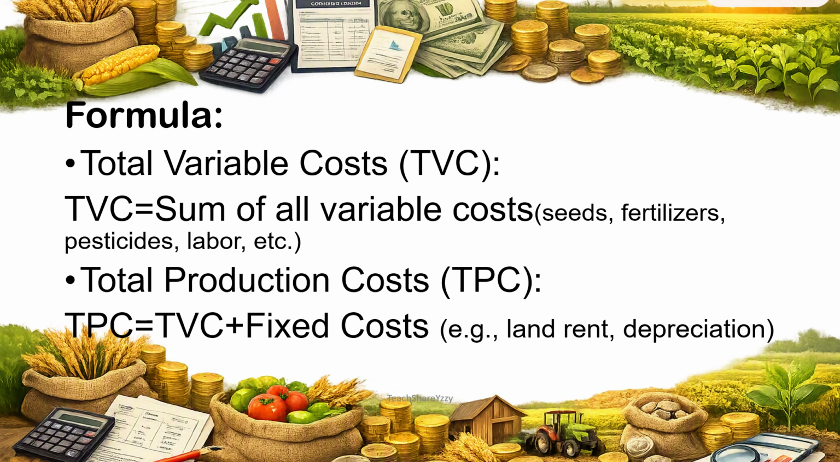Here's the formula. TVC, or total variable costs, equals the sum of all variable costs. TPC, or total production costs, equals TVC plus fixed costs. Think of TVC as the flexible part of the budget and TPC as the complete picture. Example: if TVC is 25,000 pesos and fixed costs are 10,000 pesos, then TPC equals 35,000 pesos. This means the farmer must earn more than 35,000 pesos to make a profit.